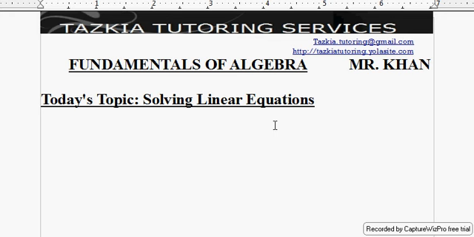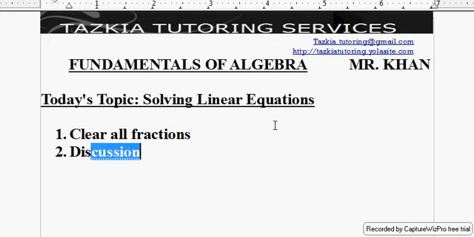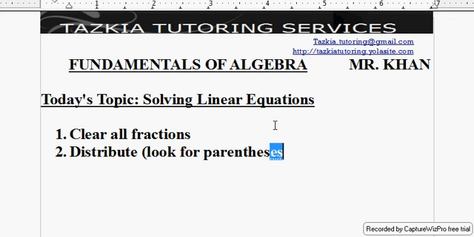Now, there are four basic rules for solving equations. Rule number 1. You must clear all fractions. If the equation has fractions, you must clear all the fractions. Number 2, parentheses. You must distribute. That means look for parentheses. Is there any parentheses in the equation? You need to get rid of it by distributing and breaking everything down.